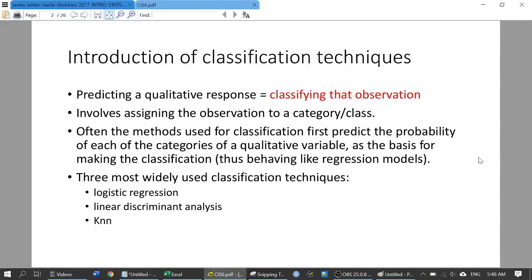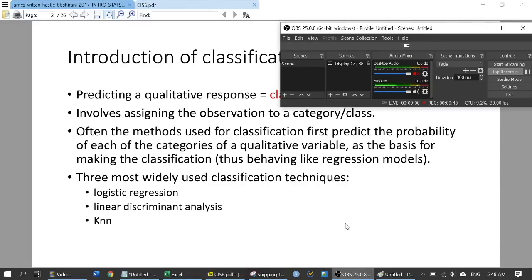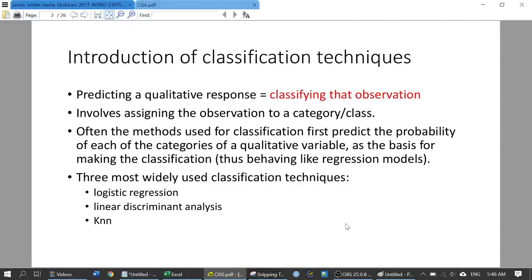So when we try to predict a qualitative response, where the y variable is categorical, it means that we try to classify the observation into one or more categories. This classification technique involves assigning the observations to a category or a class. Often, the methods used for classification first predict the probability of each of the categories of the qualitative variable as the basis for making the classification.